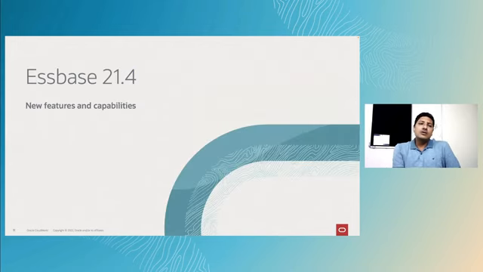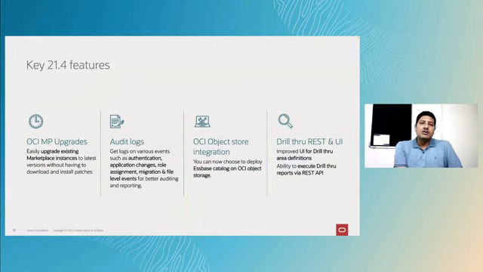Moving on, let's talk a little bit about the latest release, which is 21.4, the new features that we have introduced and its capabilities, followed by a quick demonstration of those features. So the first feature allows our existing OCI marketplace users to be easily able to upgrade to the latest release. Users do not have to download patches from MOS and apply them manually. They can leverage the new listing features to directly upgrade their instance to the latest version.